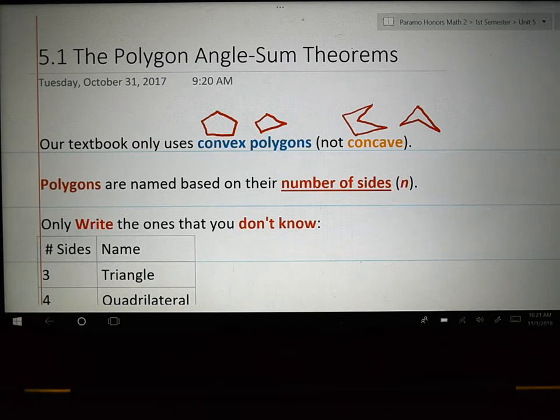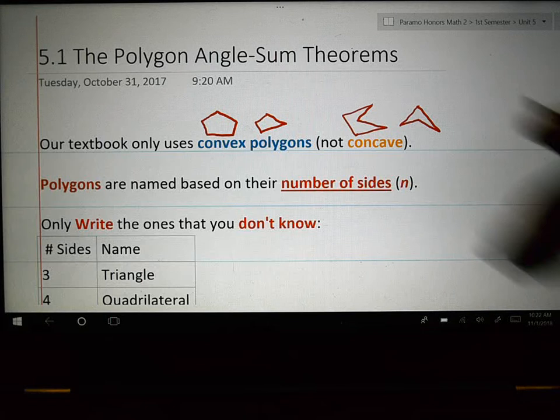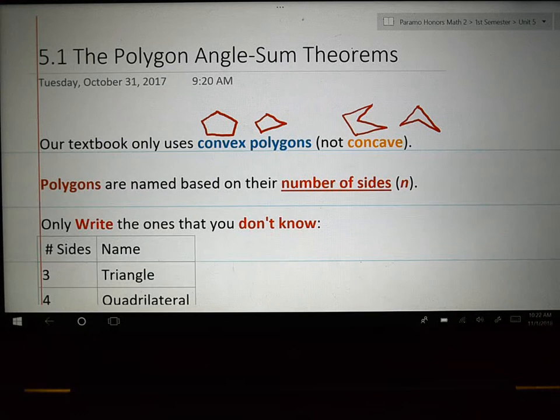Unit 5, 5.1 is on the Polygon angle sum theorem. This is the first section in a chapter that's going to be primarily dedicated to four-sided shapes. But before we get to the four-sided shapes, we're going to start you off with dealing with all polygons.